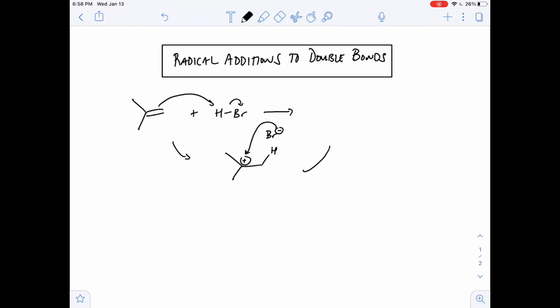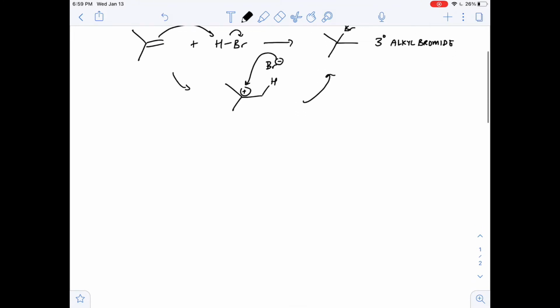Under normal circumstances that we're familiar with, we form that carbocation intermediate at the tertiary position because it's more stable, and we get our tertiary alkyl bromide. But if we have radical conditions, we get a little bit of a different outcome. Something we might not expect at first, but after we do the mechanism, it'll make sense.